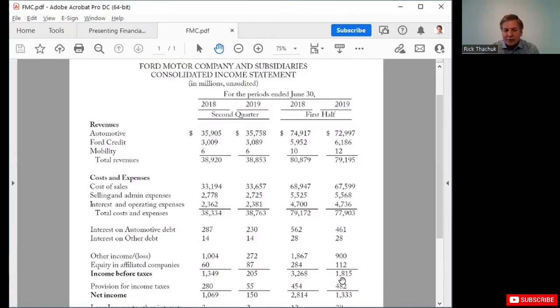So you should have said income before taxes at Ford Motor Company and subsidiaries was 1,815,000,000 US dollars in the first half of 2019, down substantially from, or a substantial decrease from, 3,268,000,000 US dollars in the same period of 2018.